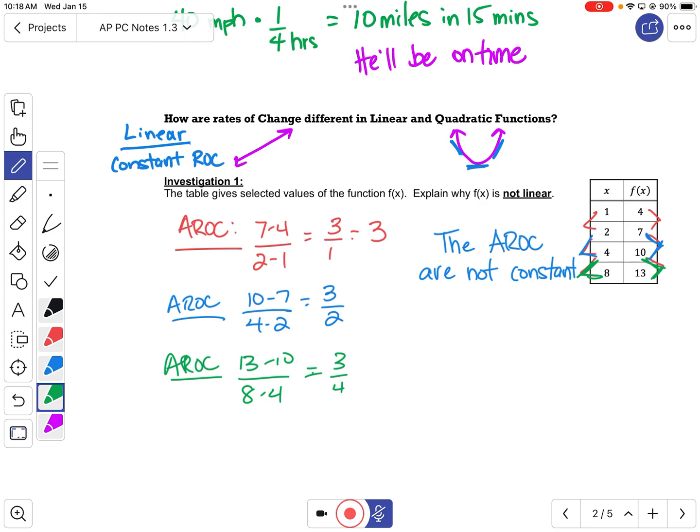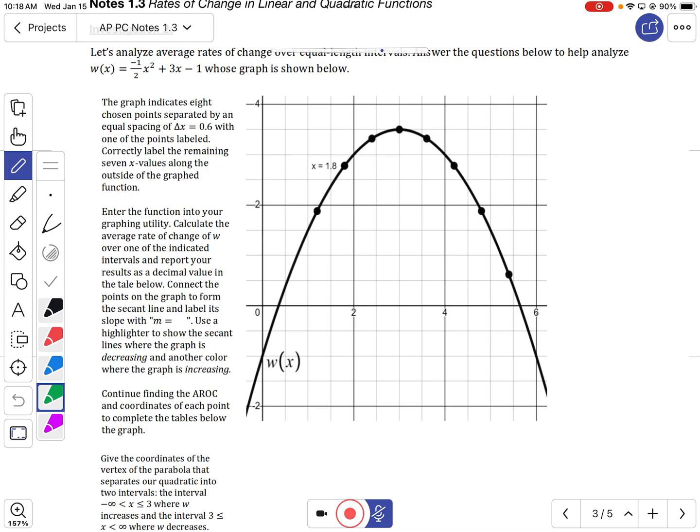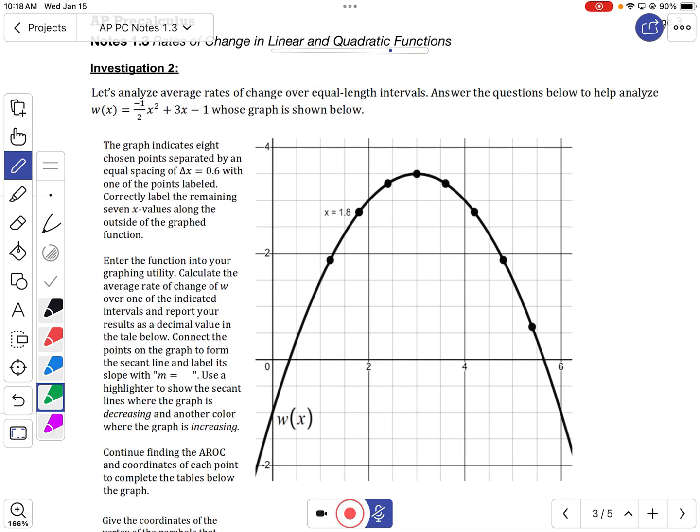Okay, so we're going to do a little investigation here for just a second. Let you guys use your calculator and get some values and plug some things in, and we're going to talk about what happens with a quadratic. All right, see if we can draw some conclusions. So there's a lot of words here. Let me just analyze it for you. It says we're going to analyze average rates of change over equal length intervals. Answer the questions below to help analyze.